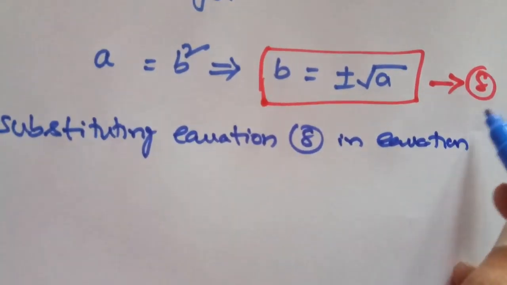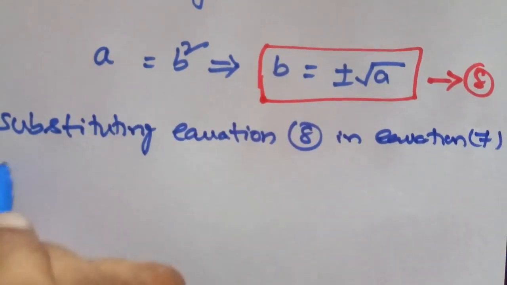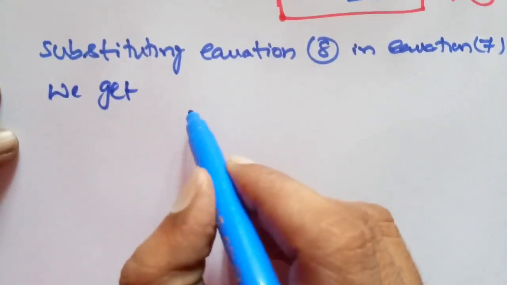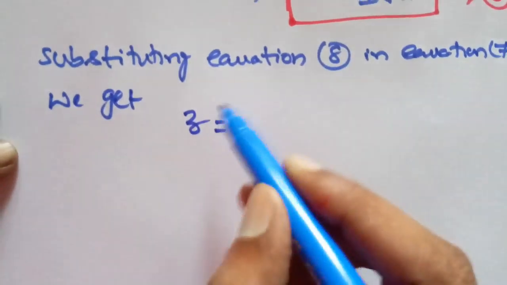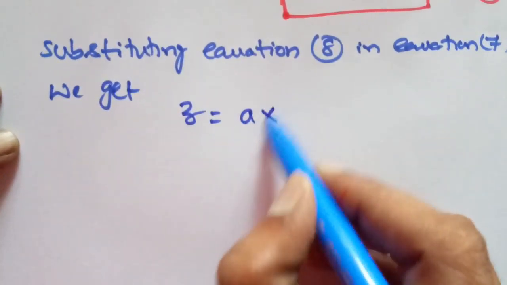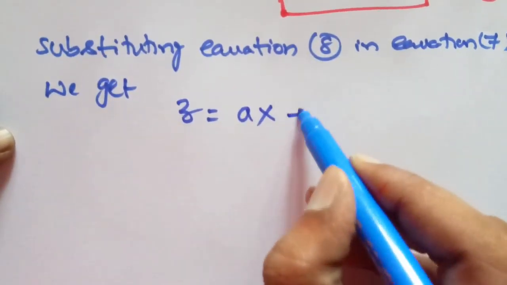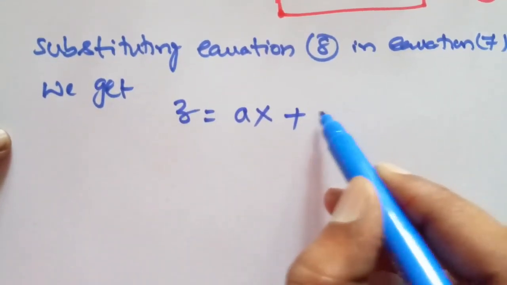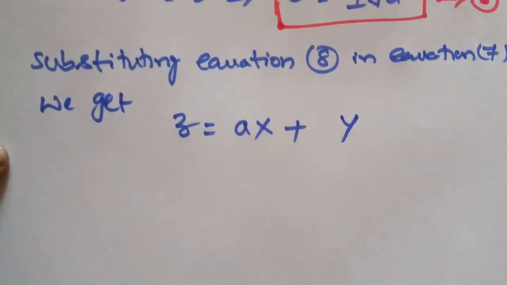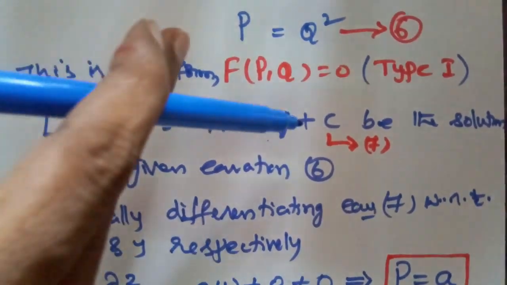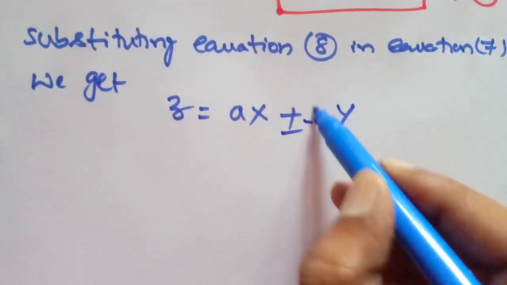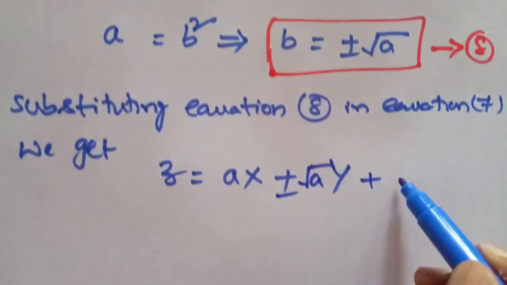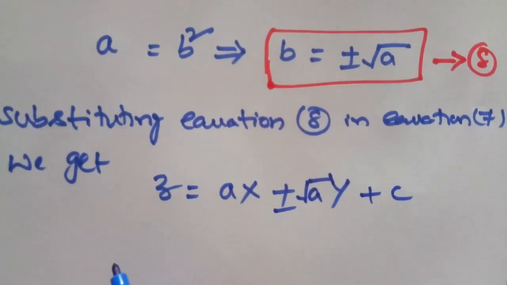In equation 7, we get Z is equal to A into capital X plus B into capital Y plus C plus or minus root A into capital Y plus constant of integration.